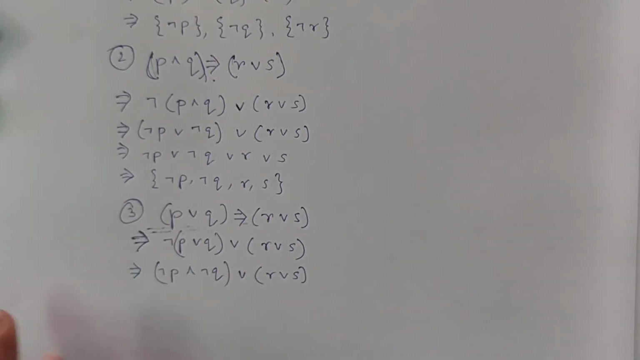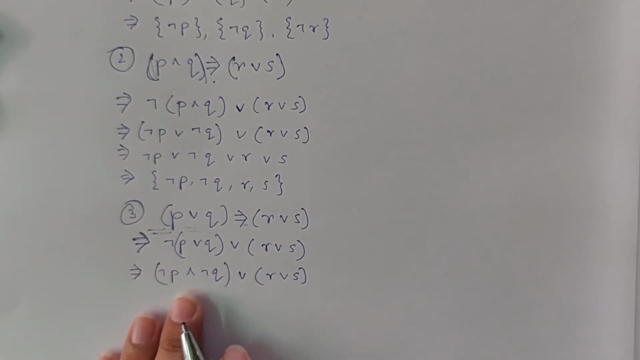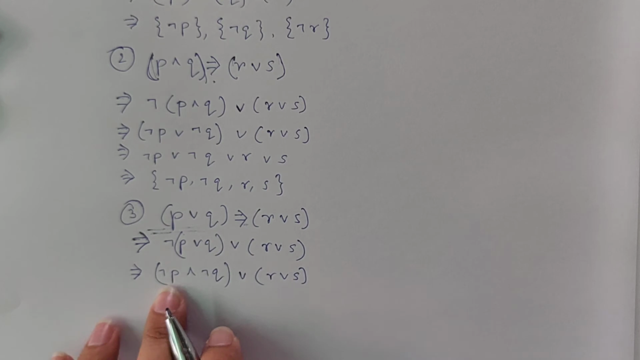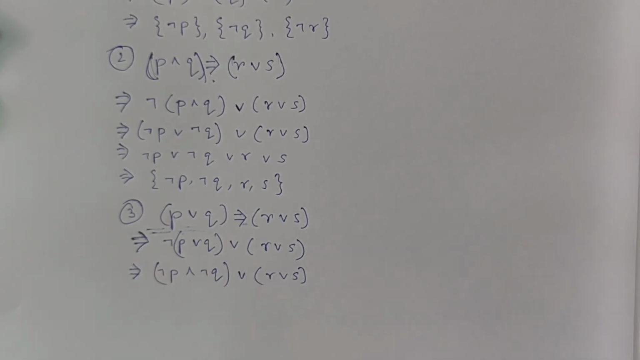Now there is one distribution step here. I am distributing this not P, I am distributing this AND over R and S. Why and how? Let's just think logically.